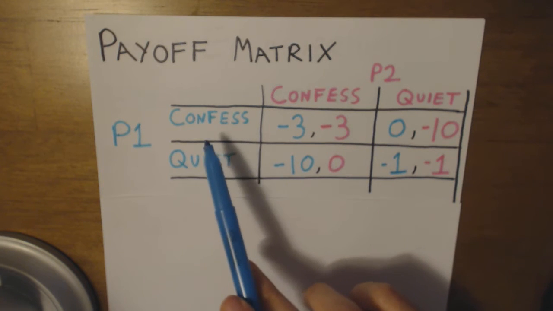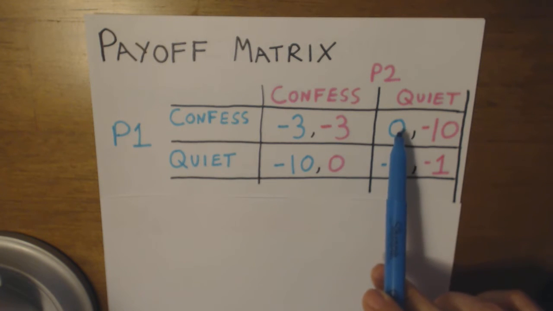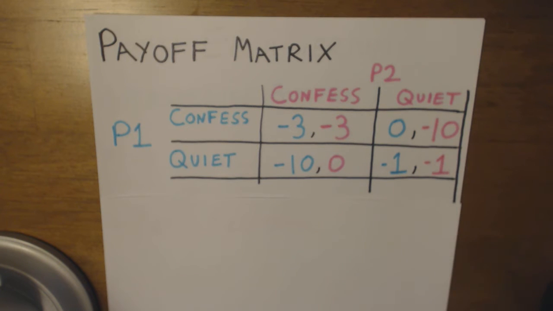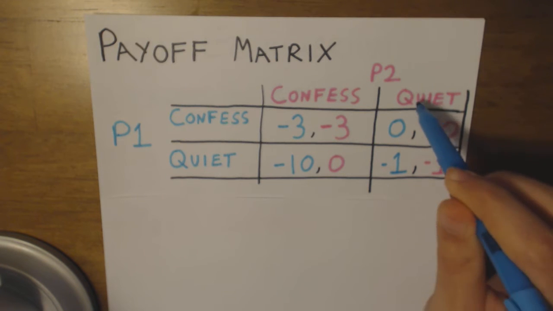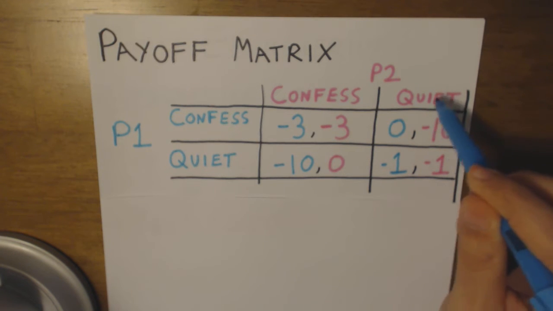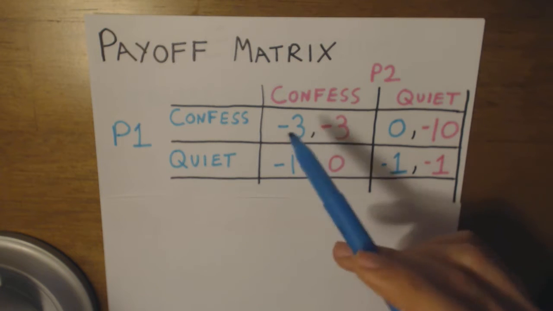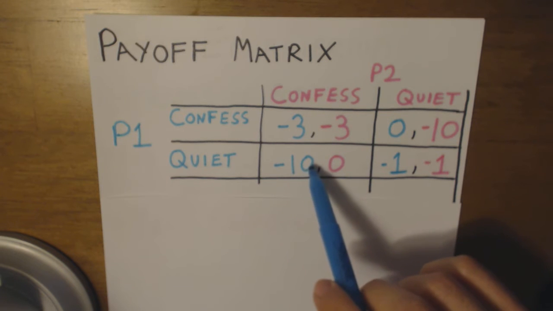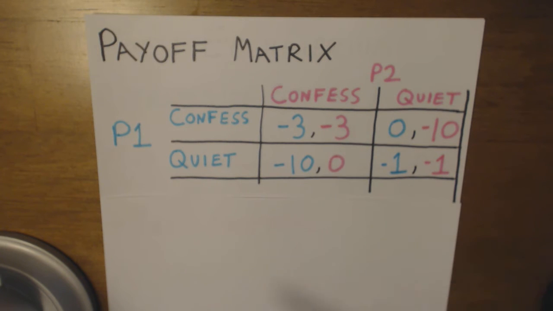However, if player 1 confesses to the crime and player 2 keeps quiet, player 1 will get a huge advantage. He'll be able to walk out of here a free man. Player 2 will get 10 years in prison for keeping quiet, for sort of not admitting to it. And in the same way, if player 1 keeps quiet and player 2 confesses, player 1 will receive 10 years in prison and player 2 will receive 0. He can walk out of here a free man. And if they both keep quiet, this is where it gets interesting. They both receive a payoff of -1, which is 1 year in prison.